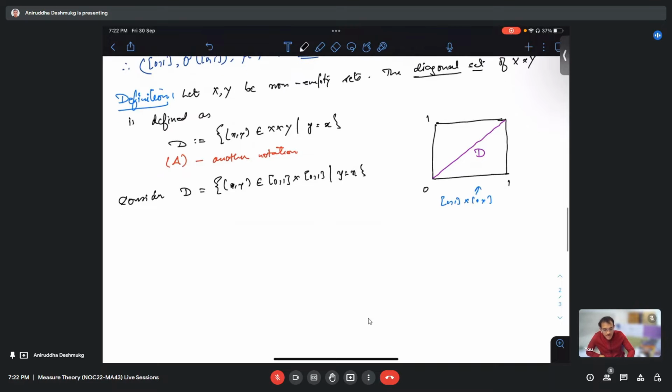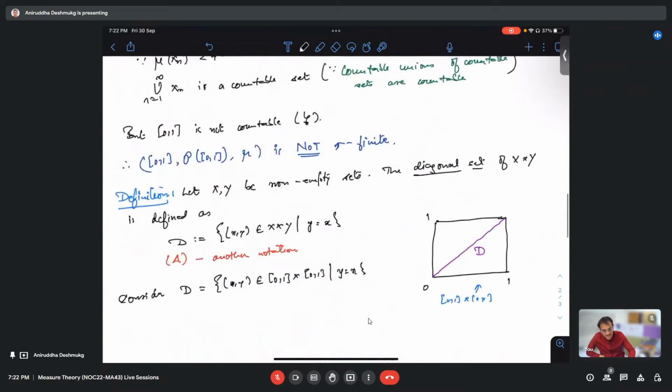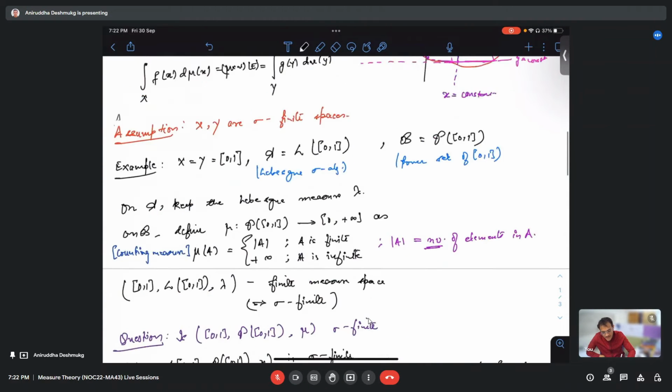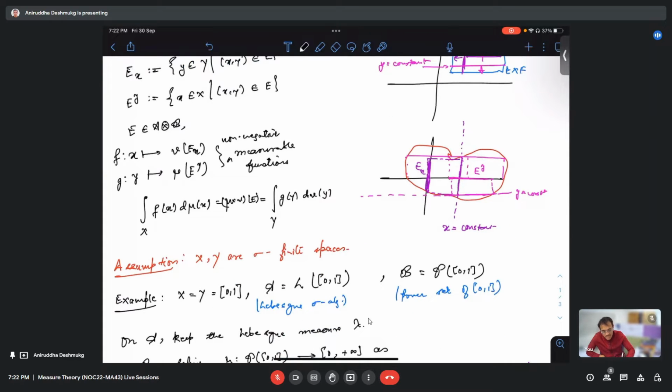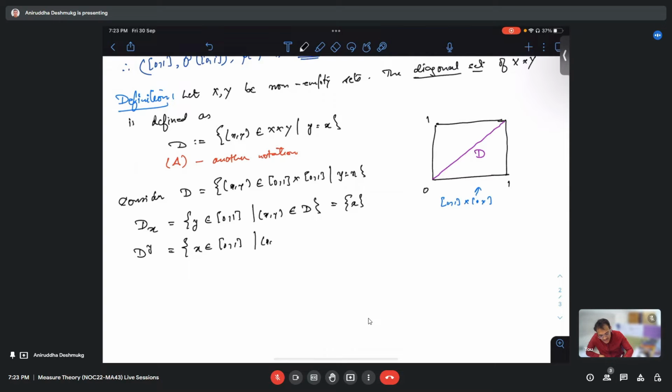Now we want to see what is the measure of D. First of all, the measure here would be 0 because it is a line. That is not a big deal. But let us see whether we can compute it using these integrals. So for that, let us look at Dx, that means the section of D on x. That is the collection of all those y in 0, 1 such that xy is in D. But there is only one such y, that is the singleton x. Let us look at Dy. That is all those x in 0, 1 such that again xy is in D, which is again the singleton y.